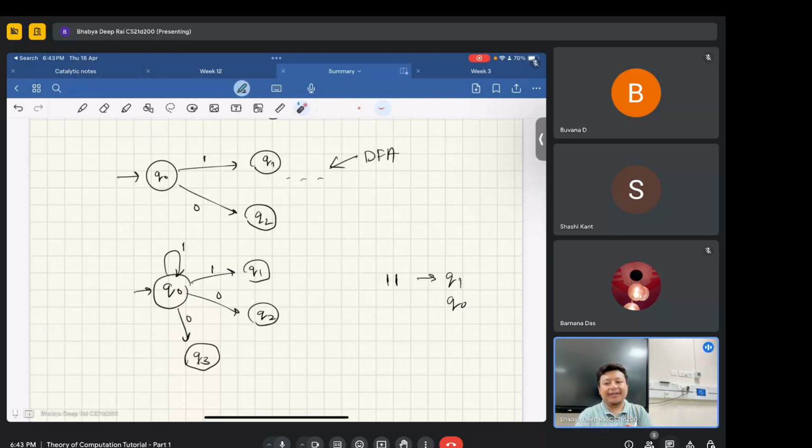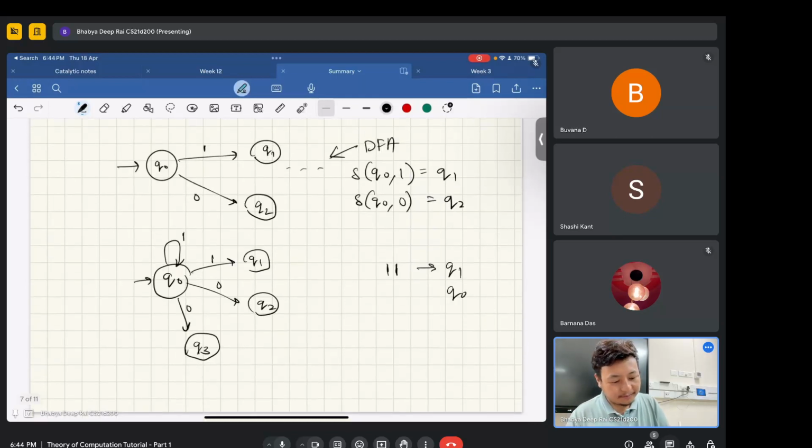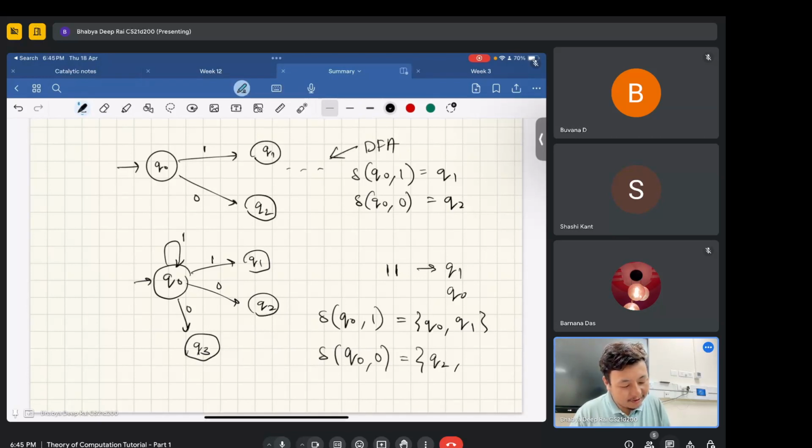So this is what non-determinism means. Determinism means that given the current configuration, I can always predict the next configuration. Non-determinism means that given the current configuration, there are several possibilities. In the DFA case, the transition looked like this: Q0 on seeing a 1 moves to Q1, Q0 on seeing a 0 moves to Q2. Now in the NFA case, Q0 on seeing a 1 can move to itself as well as to Q1. Similarly, on seeing a 0 there are two possibilities, Q2 and Q3.